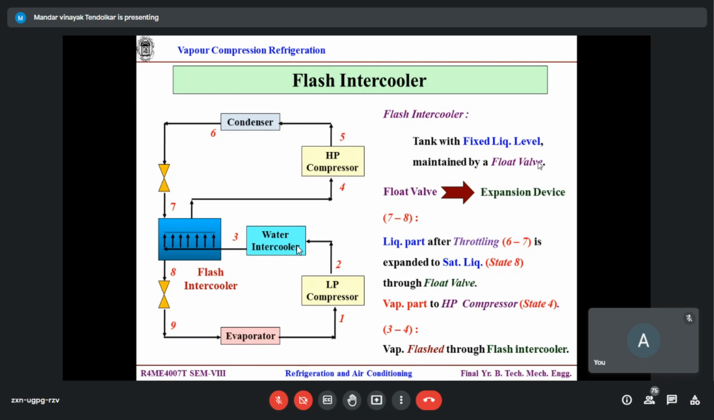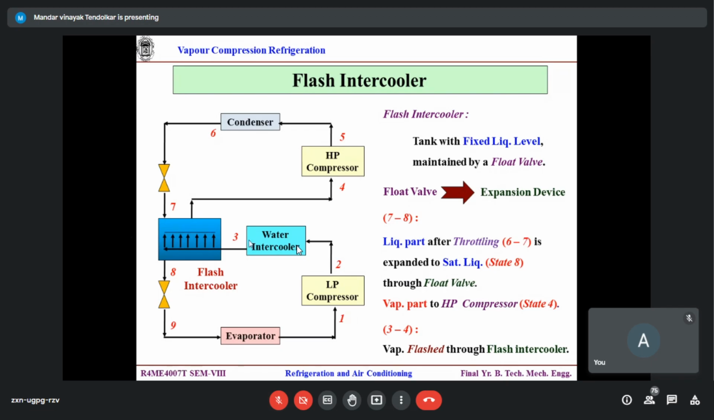Fine. Now, what is this expansion? That is related to this 7 to 8, because of this float valve, which is itself acting as an expansion device. Now, what happens across this entire system? 3 is the inlet, 4 is the outlet, 7 is the inlet, 8 is the outlet. Do you agree? Yes, sir. 2 inlets and 2 outlets.